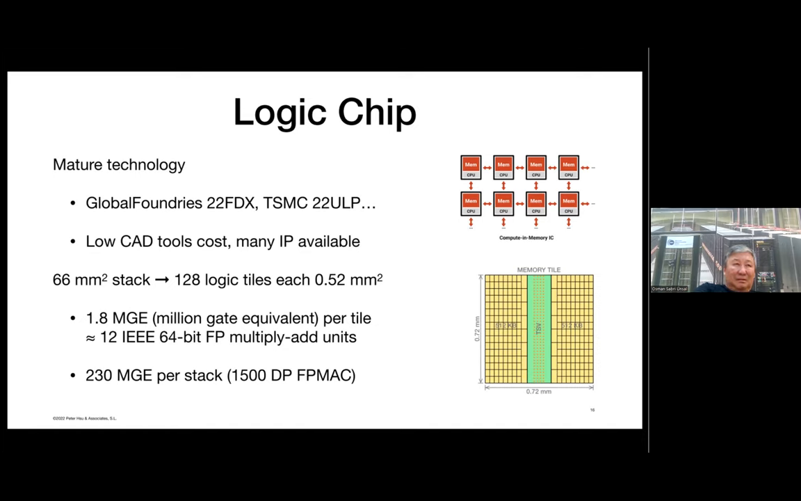Now for the memory stack, we said it was 66 square millimeters, and it's divided into 128 tiles. And underneath each memory tile is a logic tile of the same size, which is half a square millimeter. With a 22 nanometer process, half a square millimeter of logic is about 1.8 million gate equivalents, which is about 12 64-bit floating point units. So you can get an idea of why I'm choosing this tile size. So underneath each memory stack, there's the equivalent of 1,500 double precision floating point units in logic area, even for these mature processes.